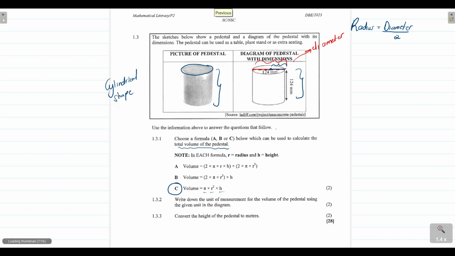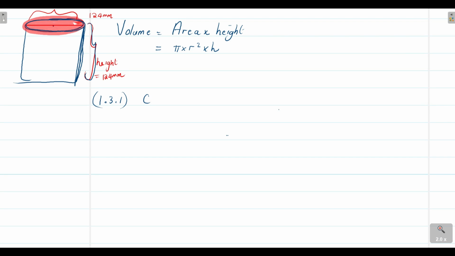All right, let's have a look at question 1.3.2. It says, write down the units of measurement for the volume of the pedestal using the given units in the diagram. With this question, I was also discussing this concept with one of my learners that attends lessons with me. When you're calculating volume, what is actually happening?